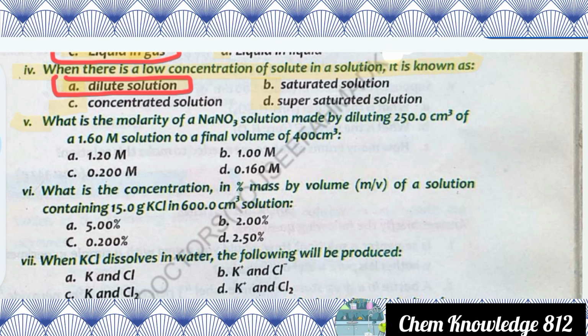Number 5. What is the molarity of sodium nitrate solution made by diluting 250 cubic centimeter of a 1.6 molar solution to a final volume of 400 cubic centimeter? So option A is 1.20 molar, B 1 molar, C 0.2 molar, and D 0.160 molar. So let's come towards calculation.